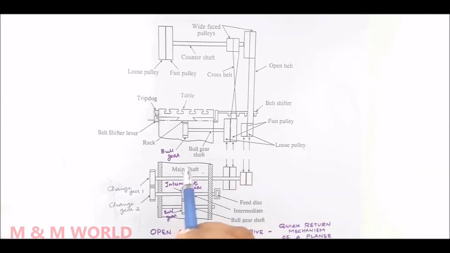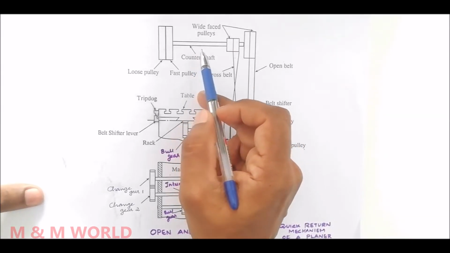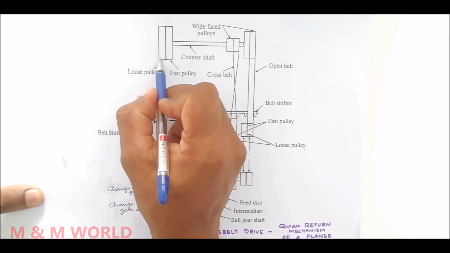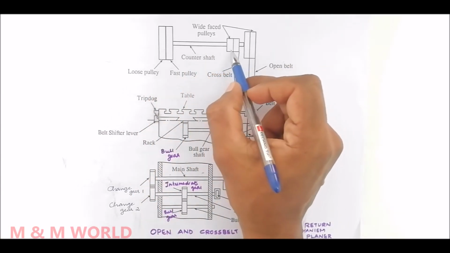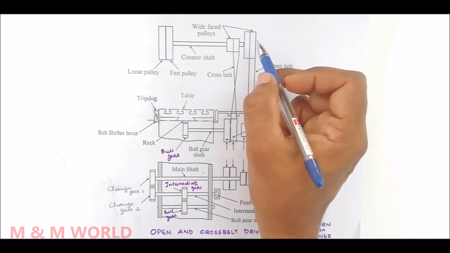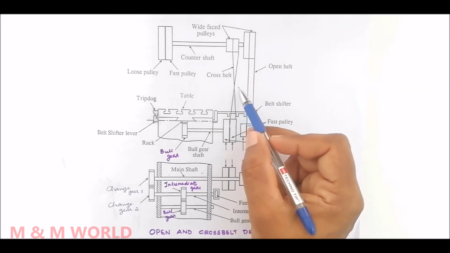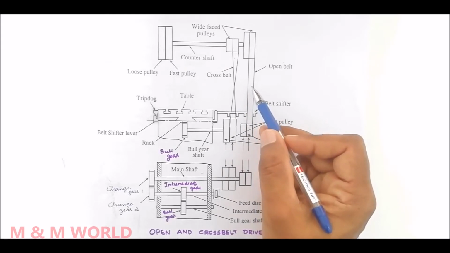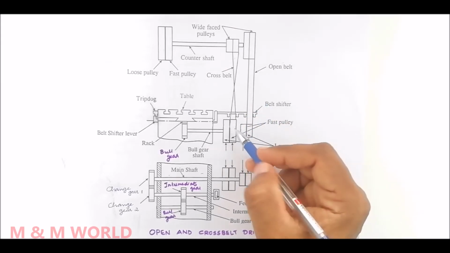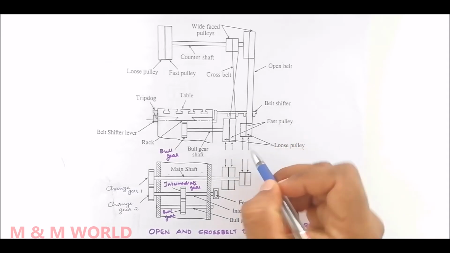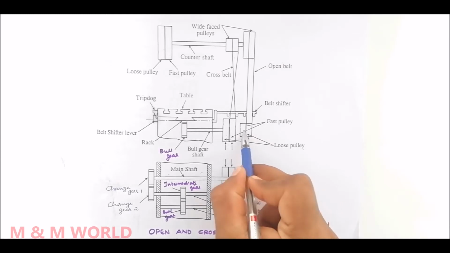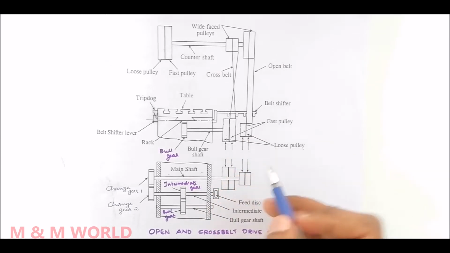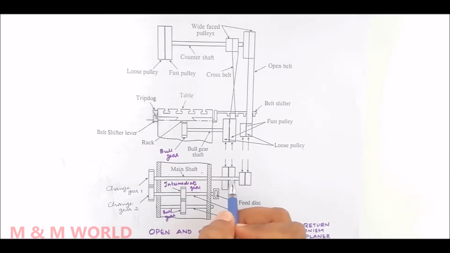So here we have a counter shaft. To one end of the counter shaft we have a loose pulley and a fast pulley. To the other end of the counter shaft we have two pulleys, one of smaller diameter and the other of larger diameter. These pulleys are connected with the help of a cross belt and an open belt to the other side. On the other side we have four pulleys, of which the outer pulleys are loose pulleys and the inner pulleys are fast pulleys. These pulleys are connected to the main shaft.